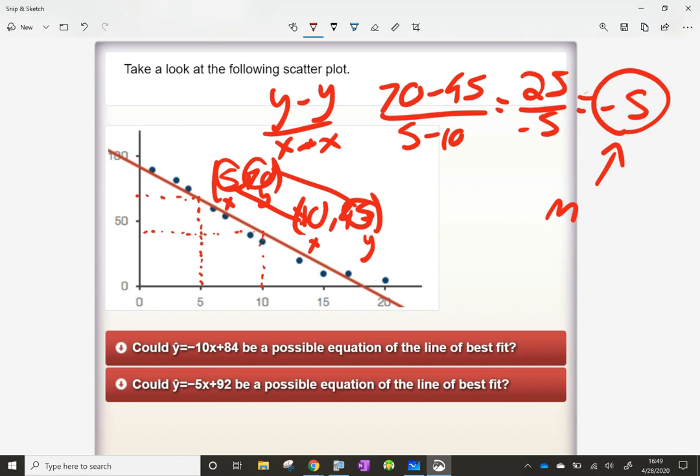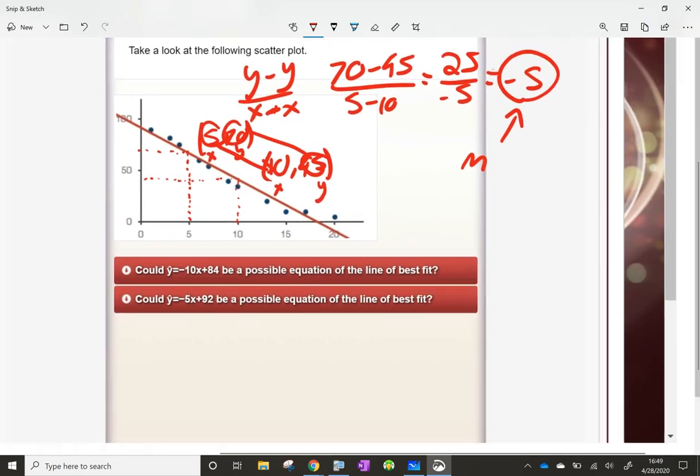Now, immediately, what jumps out to me is that one of these equations down here already has a slope of negative 5. So that's the second one. So I would assume, without doing any further work, that that's probably a good equation to go with. But if we want to go a step further, let's try to write the whole equation out, because we do need to practice that.